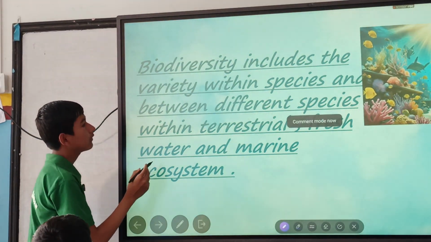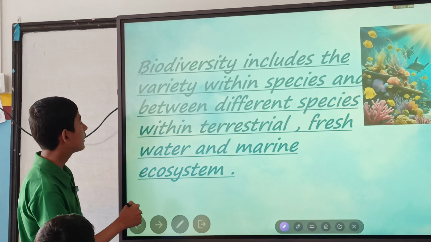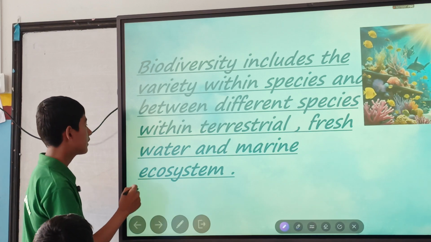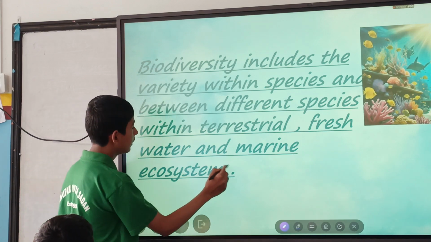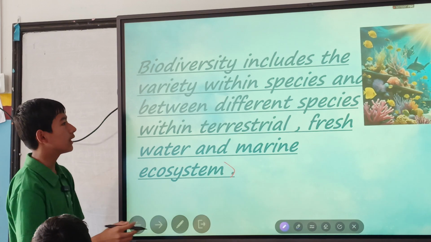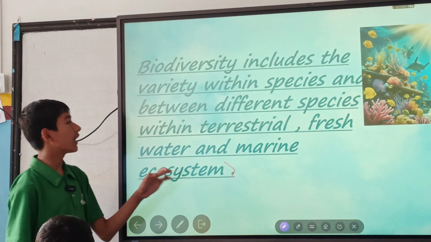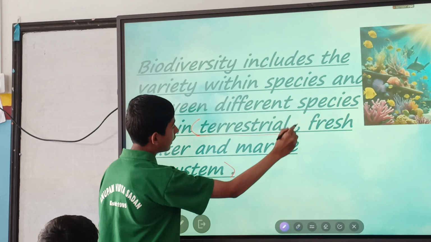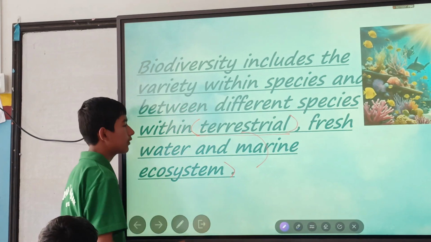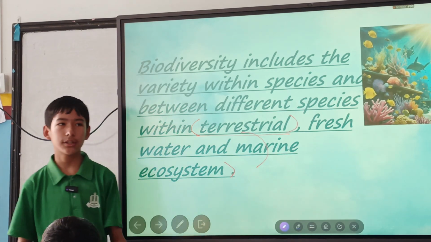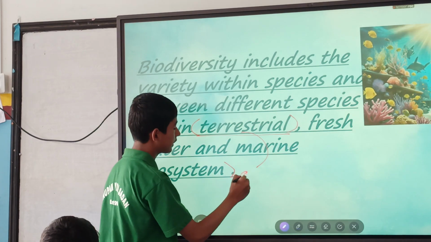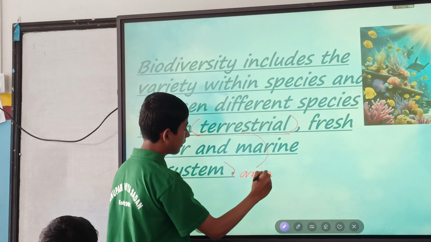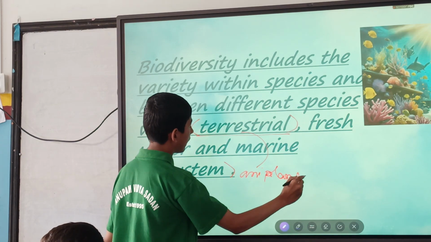Biodiversity includes the variety within species and between different species, with terrestrial, freshwater, and marine ecosystems. It's given that biodiversity includes the varieties of species within terrestrial ecosystems. Terrestrial ecosystem means the type of ecosystem in which the animals and plants are found on our land.